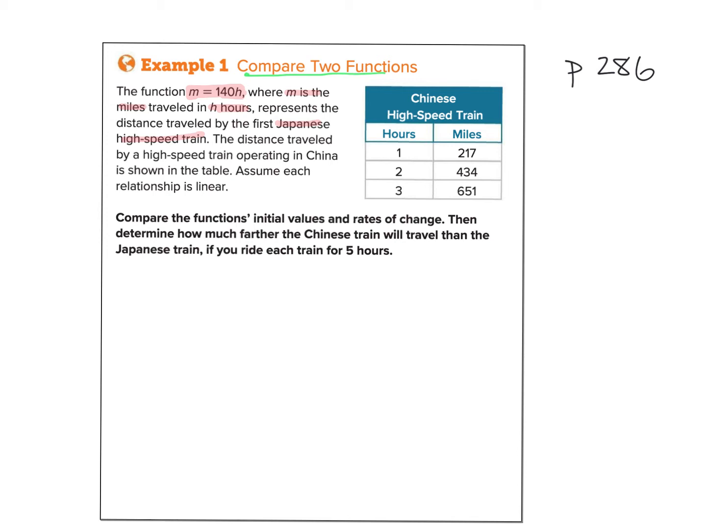Now, I also have a high-speed train operating in China that's shown in the table. And it's going to tell me that both of these are linear. So the Chinese one is in the table, and the Japanese one is in the equation. So it says compare the function's initial values and rates of change. Then determine how much further the Chinese train will travel than the Japanese train if you ride each train for 5 hours. So kind of a lot of steps to this one.